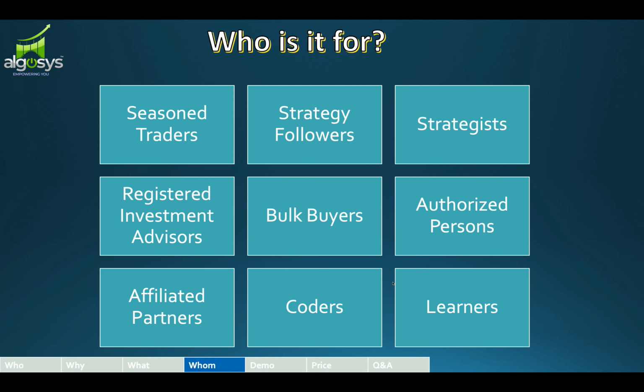So who is it for? This is for all of you. If you are a pro trader, this is for you. If you are a strategist, this is for you. If you want to do a business with ALGOSYS, if you want to start an entrepreneurial journey with ALGOSYS, it is for you. If you are a learner, it is for you. If you are a coder, it is for you. If you are an affiliated partner, it is for you. If you are just a retail person who wants to trade out of curiosity, out of passion, it is for you. ALGOSYS is for all of you.